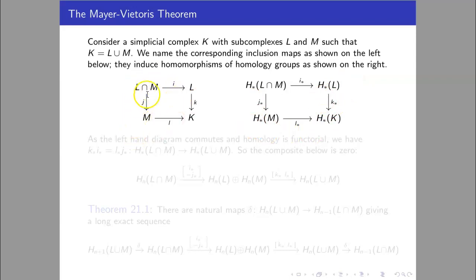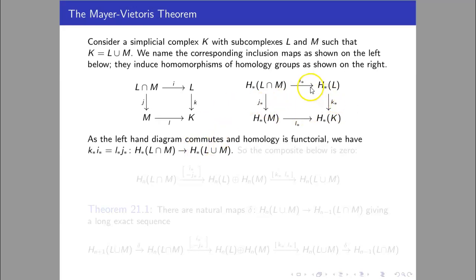And this diagram, of course, is commutative. Going this way around the diagram is the same as going that way around. It's just the inclusion of L intersect M in K. And so k composed with i is the same as l composed with j, and by a functorial property of homology, it follows that k star composed with i star is the same as l star composed with j star, as homomorphisms from the homology of L intersect M to the homology of K.